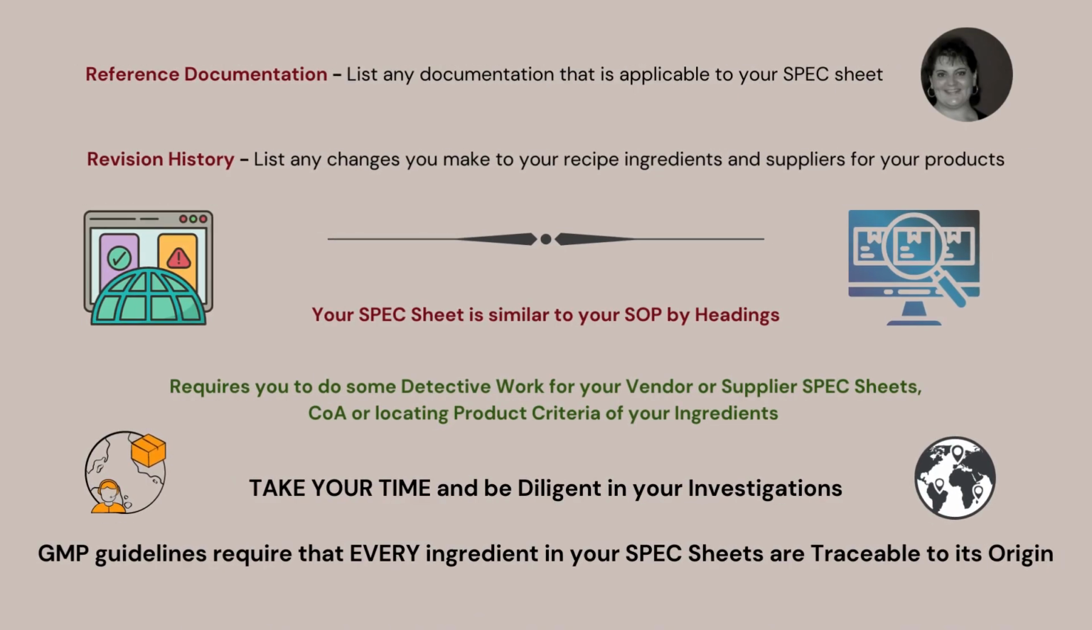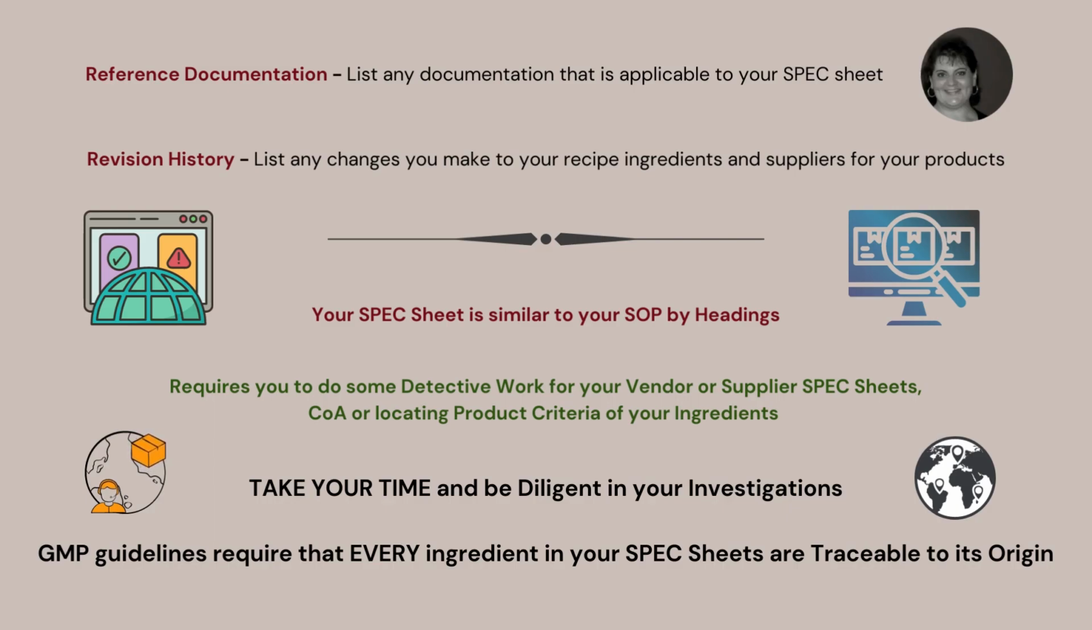The next heading is your reference documentation. Now list here any documentation that is applicable to your spec sheet, including your certificate analysis of your ingredients or any other verification documents. And lastly is your revision history. You need to make sure you list any changes to your recipe ingredients. Say if you're using a sister botanical, like between lavender and lavandin, and note any changes from your suppliers for your products. You can create a chart or a format that's easy for you to understand and keep track of.